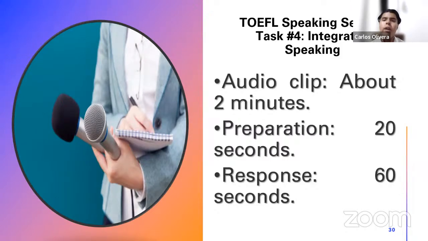You don't have to read anything else. You don't have to read a reading passage, or write something. No, the only thing that happens is that when you enter this question, they let you listen to this clip or lecture, as we have said, and it's going to last for 2 minutes. Once the lecture is over, you're going to have 20 seconds to prepare a response.